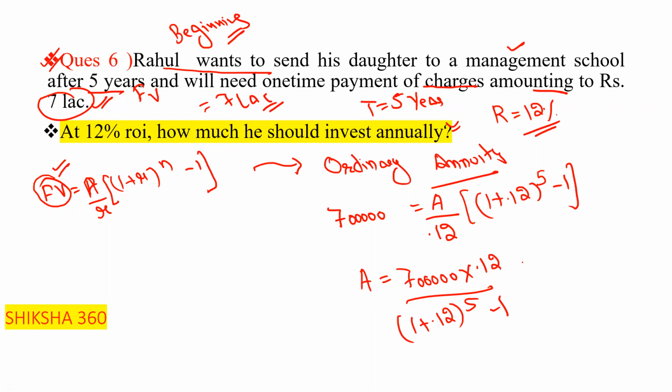In the numerator we get 84,000. In the denominator, 1.12 power 5 minus 1 gives 0.76234. So 84,000 divided by 0.76234 gives 1,10,187 rupees. They have to invest this much annually.